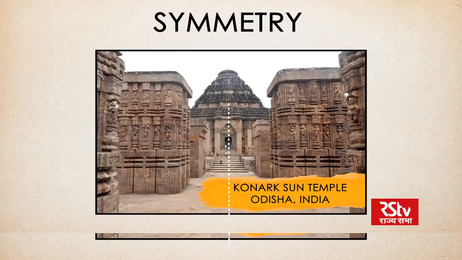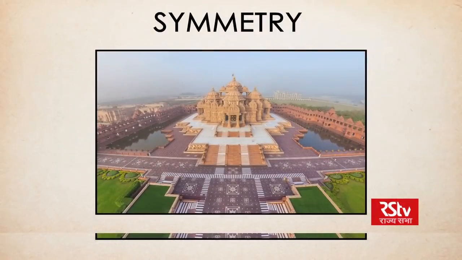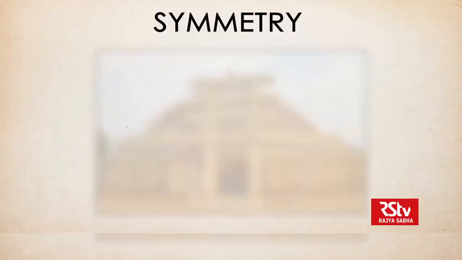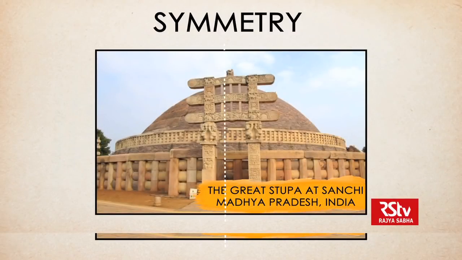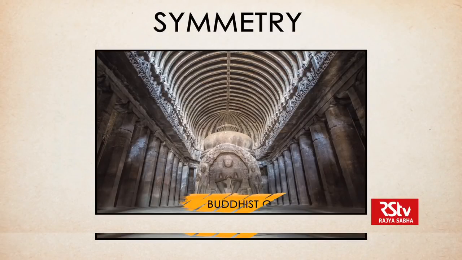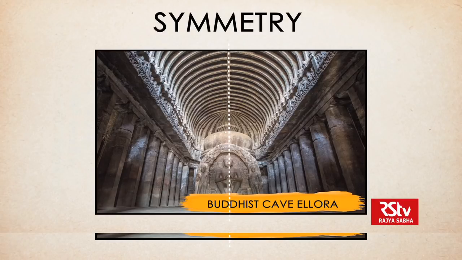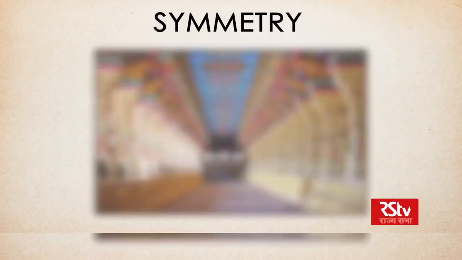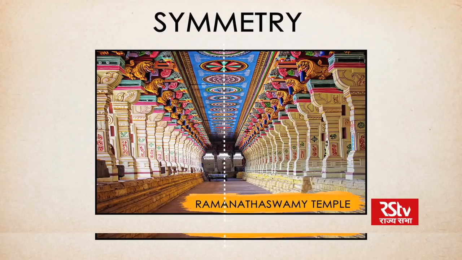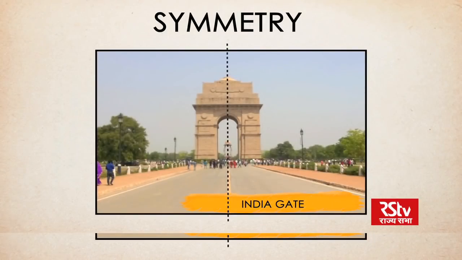Line symmetry like this can be seen in many monuments across India. The famous Sanchi Stupa, the Ellora Caves in Aurangabad, the temple at Rameshwaram, and India Gate.